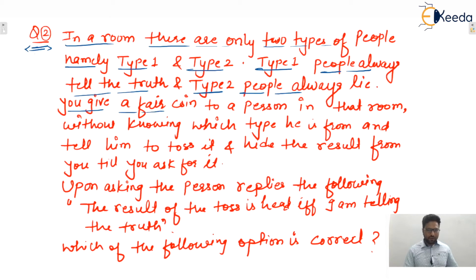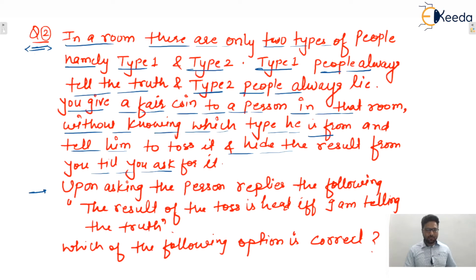You give a fair coin to a person in that room without knowing which type he is from, isn't it? And tell him to toss it and hide the result from you till you ask for it, isn't it? I hope this one is clear to everyone. Now, what is the next part?